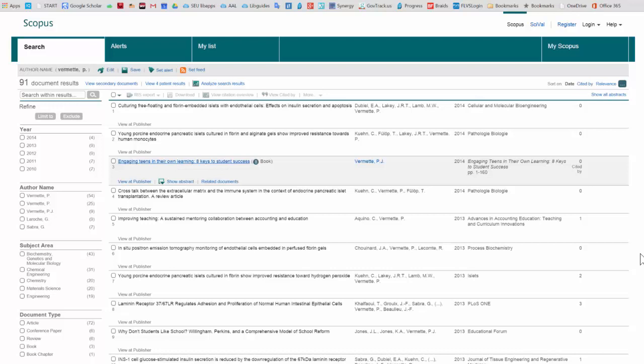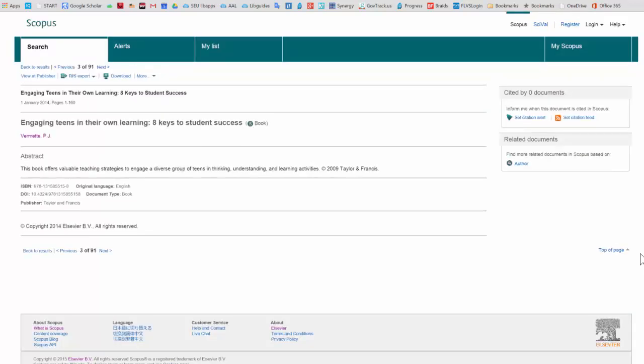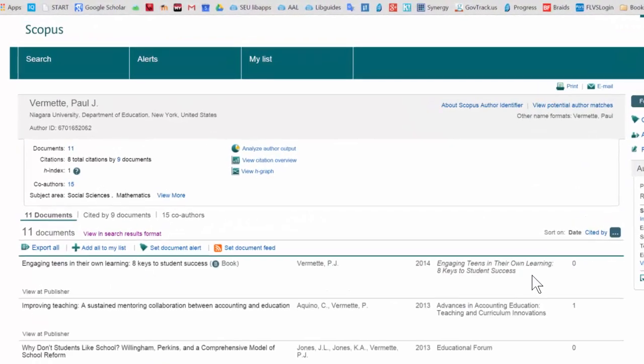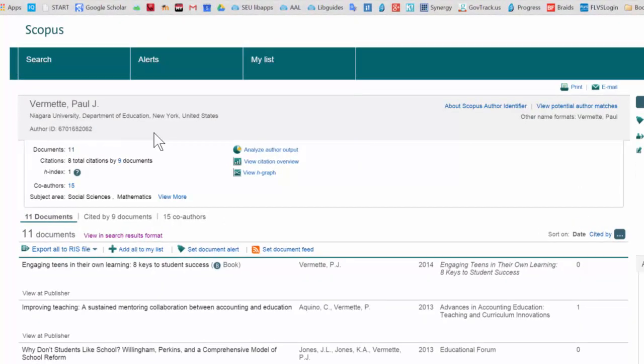So when I click on this, it's going to tell me more about this and more about him. So you can see this is a book. They've got his name hyperlinked here, so when we click on that, we can see more about him. It's going to show us where he works, which is at Niagara University, and he's got an author ID number. The nice thing about the number is that once you have that number, you can search by that and make sure that no matter how your author spelled his name for a certain work, you get all of his works.